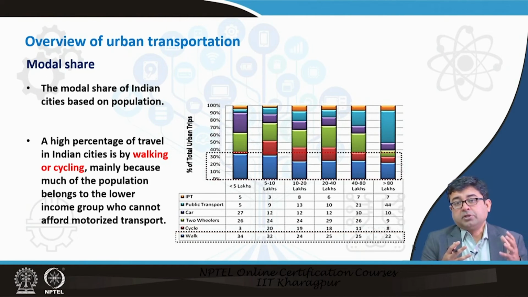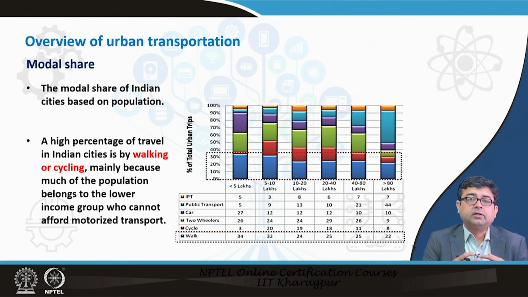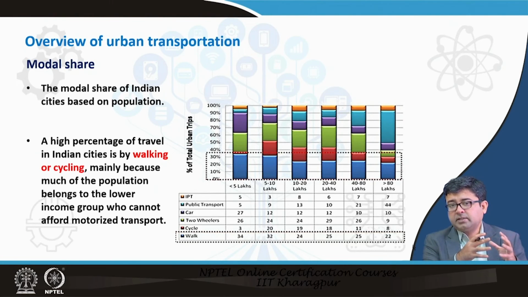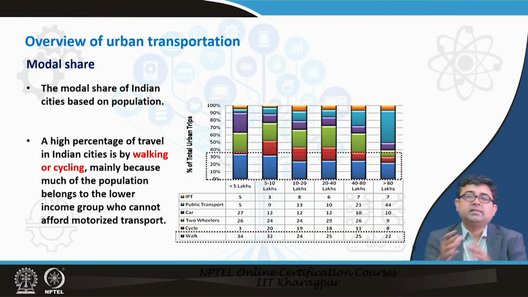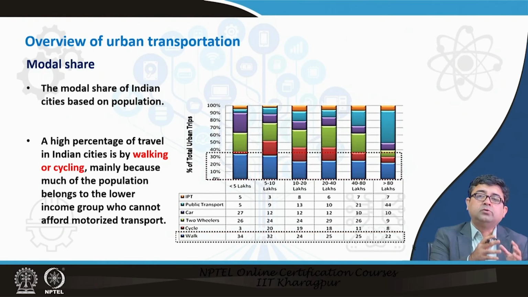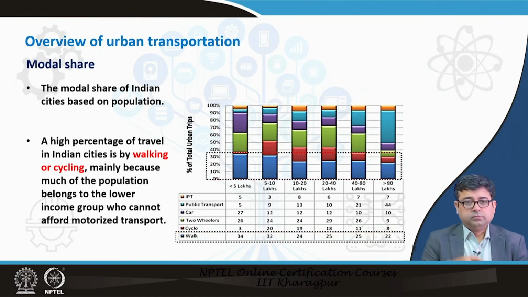However, the trend, if you look at the figure, the chart that is shown here, is that there is a decrease in the number of people who want to use non-motorized transport or public transportation, and there is an increase in the number of people who want to use motorized transportation, such as either their two-wheelers or their cars, and so on and so forth. So there are multiple reasons for such things.